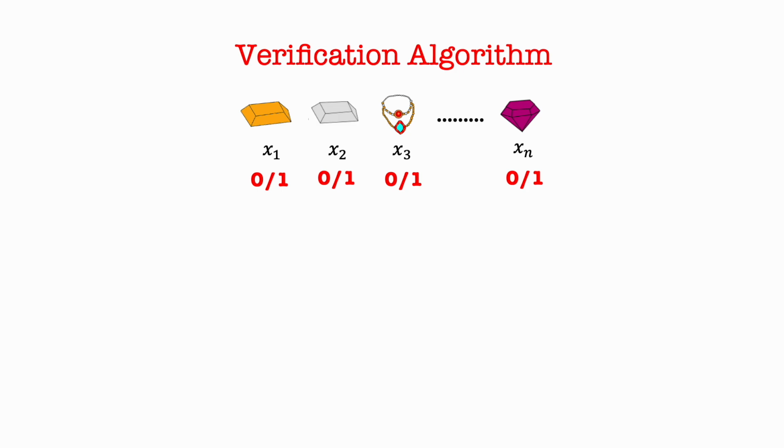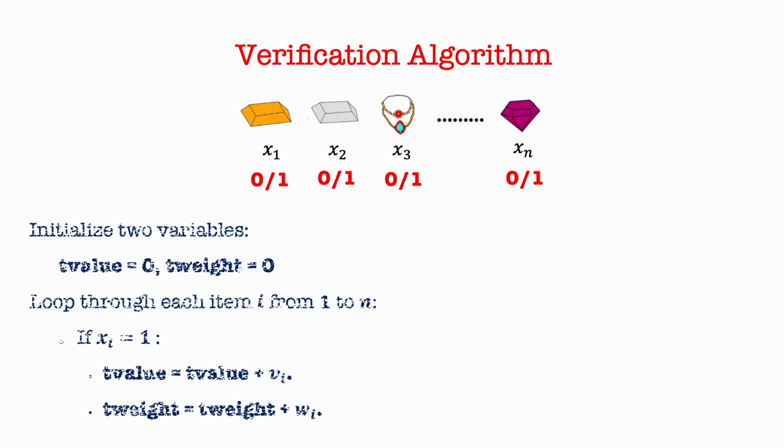Let's try to write a verification algorithm for the decision version of the knapsack problem. We initialize two variables: t_value equals 0, which stores the total value of the selected items, and t_weight equals 0, which stores the total weight of the selected items. Then we loop through each item i from 1 to n. If the corresponding bit xi is 1, it means the item i is selected. We add the item's value vi to t_value. We also add the item's weight wi to t_weight.